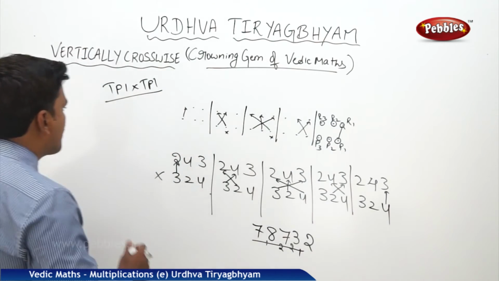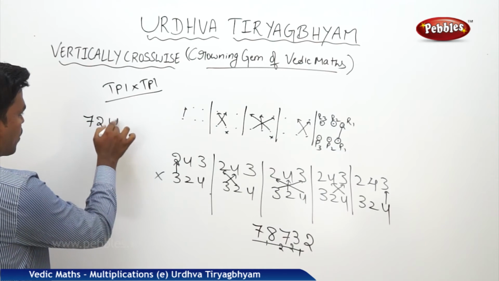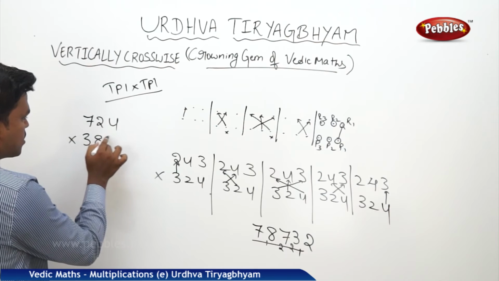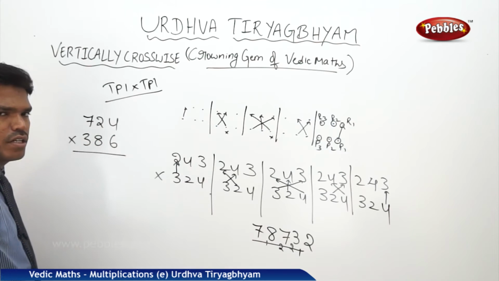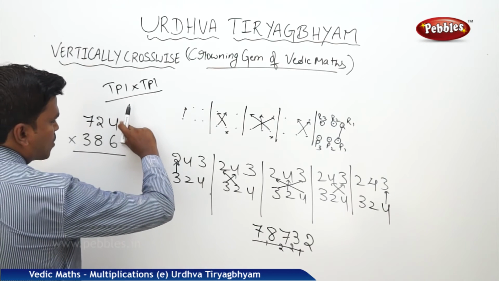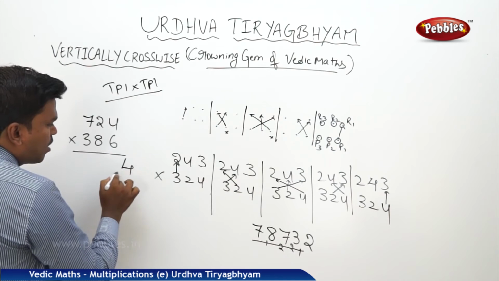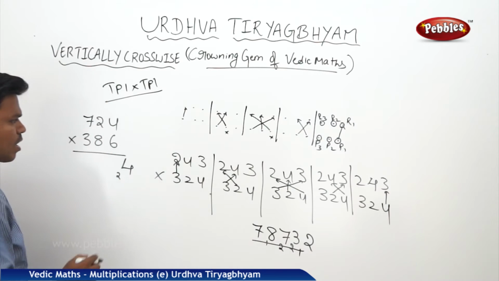Let us take one more example. Suppose I want to multiply, say, 724 into 386. I want to multiply this one. Okay, start from the right side. First step. What is the first step? First goes to first, or first digit with the first digit. 4 6s are 24. Drop 4, carry 2.